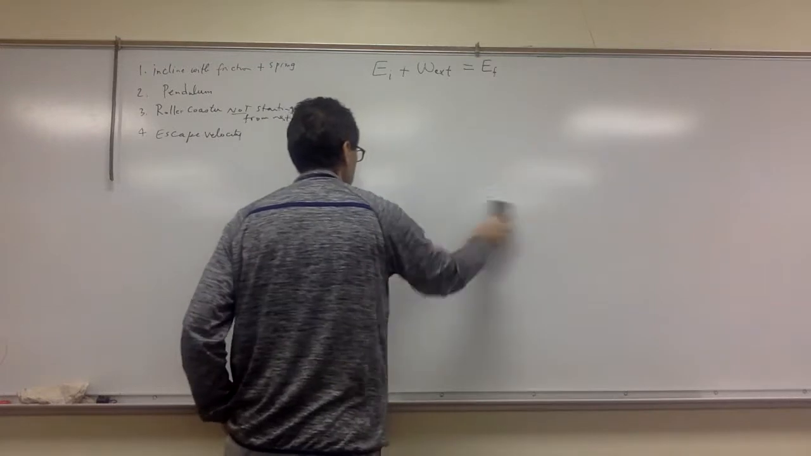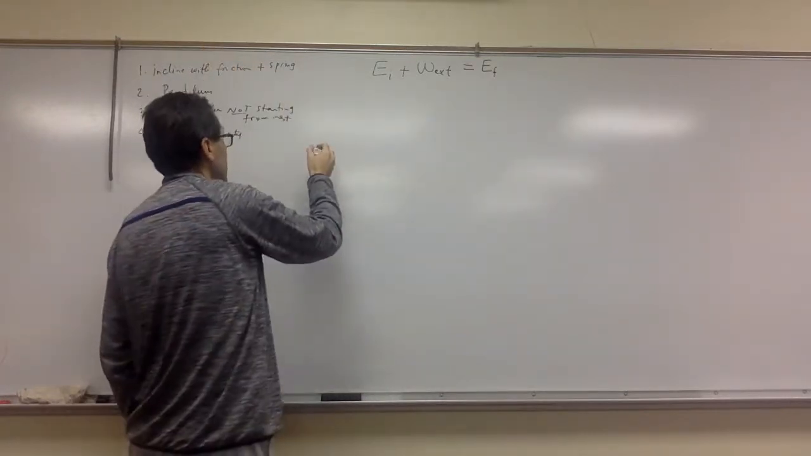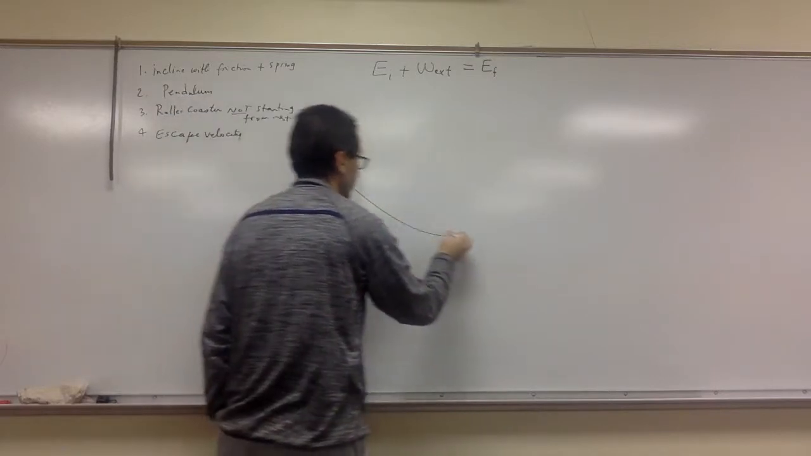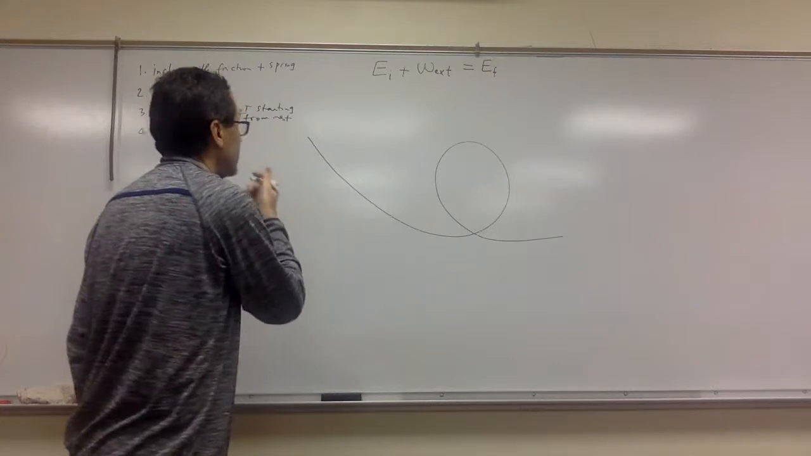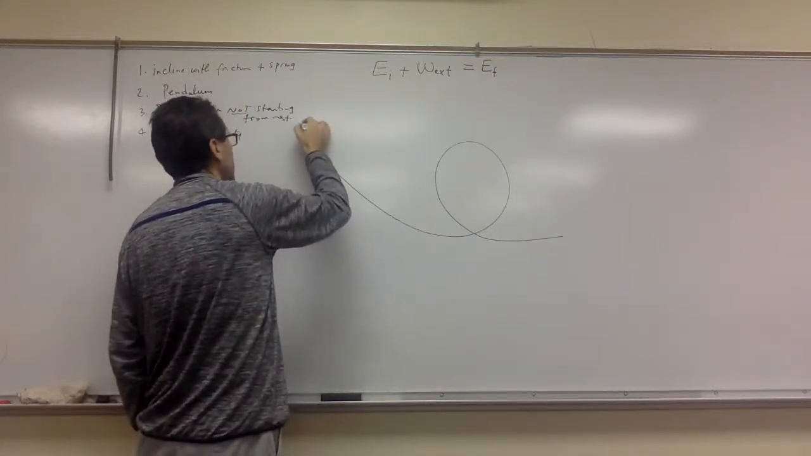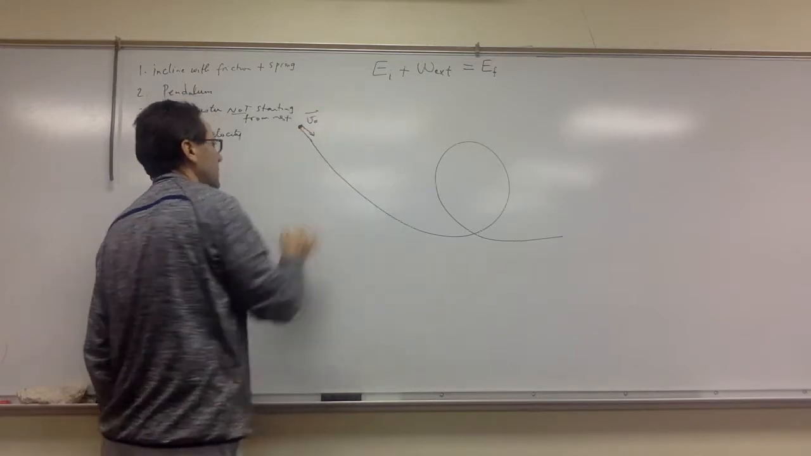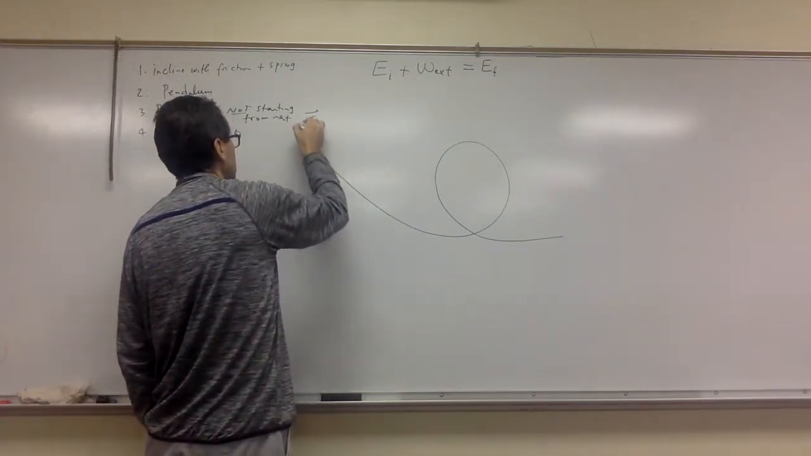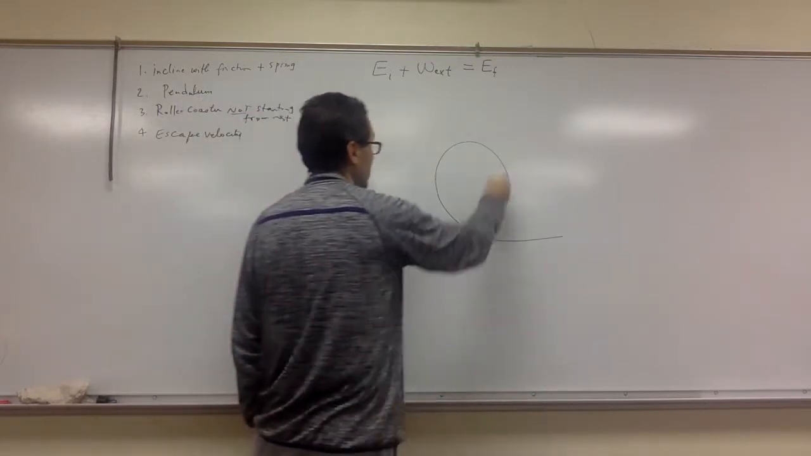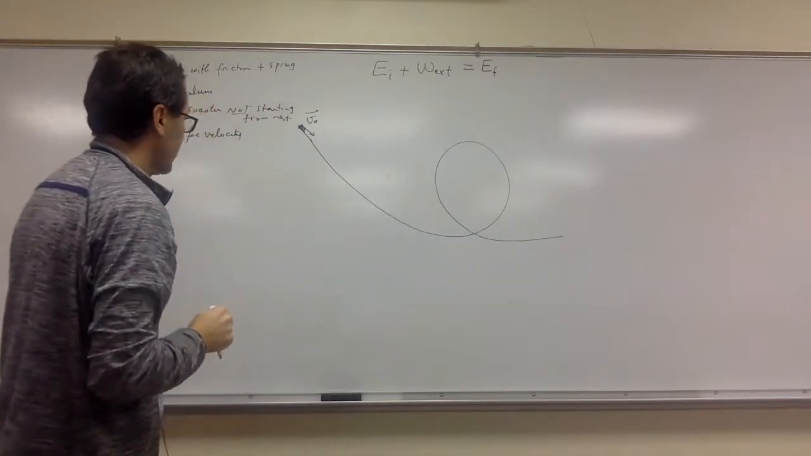The next example we're going to do is on a roller coaster, and I'm going to do this without friction. So let's say we start up here with some speed. You're not starting from rest. This object slides down and comes around, and let's just say this loop is a circle.